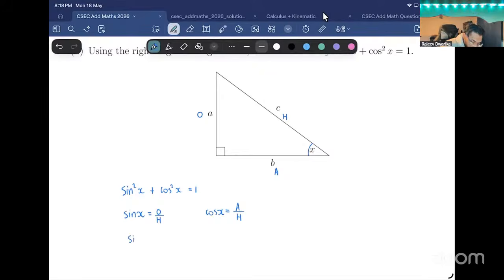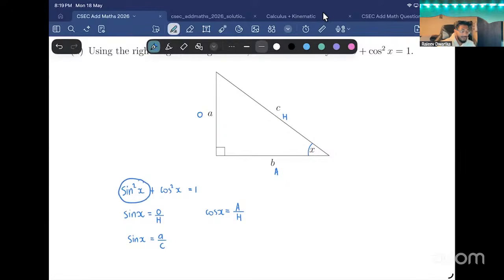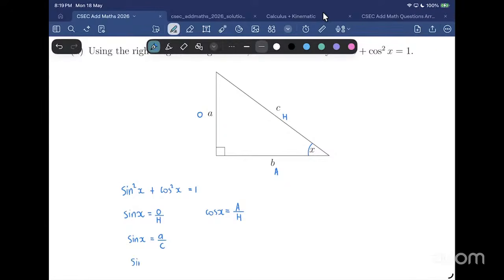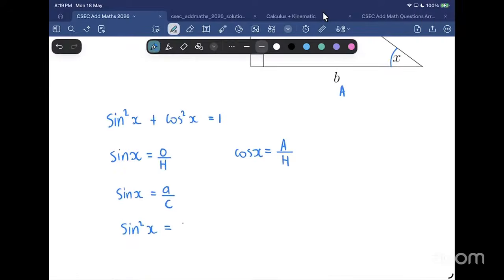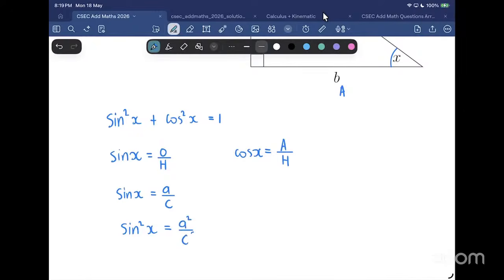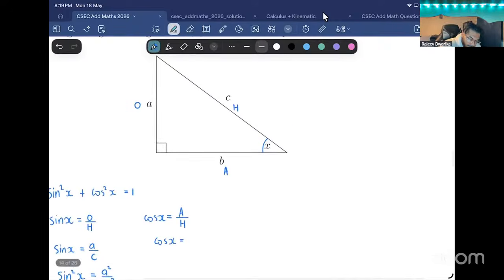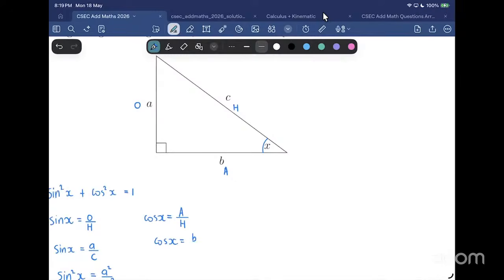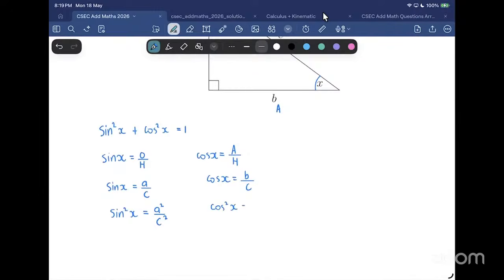That's fine. Tell me, what is O and what is H? Okay, the opposite is A and the hypotenuse is C. So here, if I wanted to find sine squared x, I just have to square both sides. So sine squared x is going to be what over what? A over C, squared, which is A squared over C squared. Yes, sir. And cos x would be adjacent over hypotenuse, so B over C. And I want to find cos squared x. So that would be B squared over C squared. Correct.